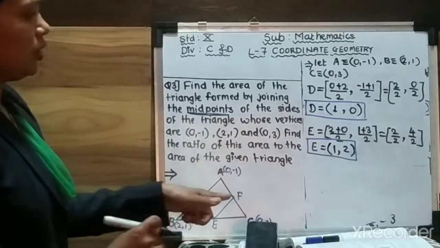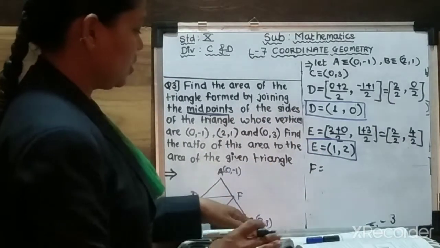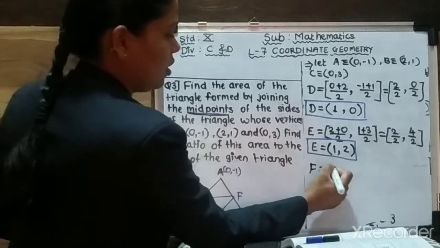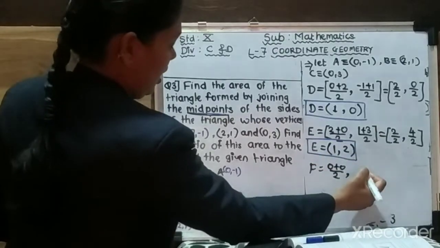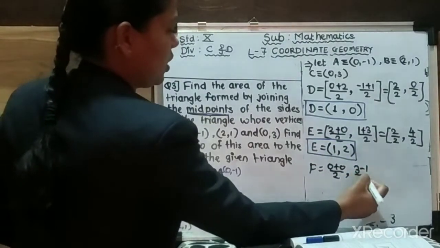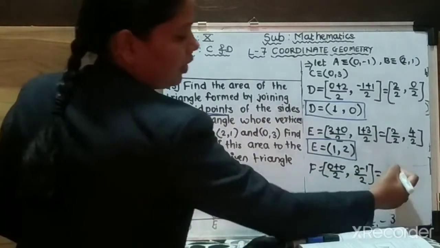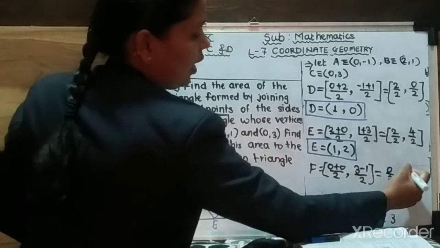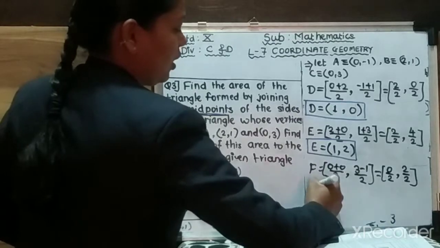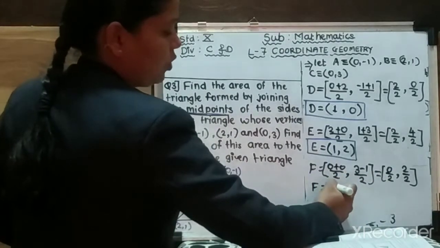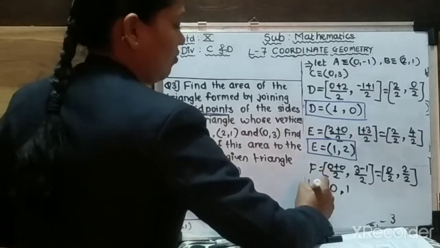Now let us find out F. So F is equals to, in a similar way, 0 plus 0 upon 2 and for Y, 3 and minus 1, so 3 minus 1 upon 2. So that equals 0 divided by 2 is 0 only, and 3 minus 1 is 2 upon 2. So we got F coordinate equals 0 divided by 2 is 0 and 2 divided by 2 is 1. So this is our F coordinate, (0, 1).